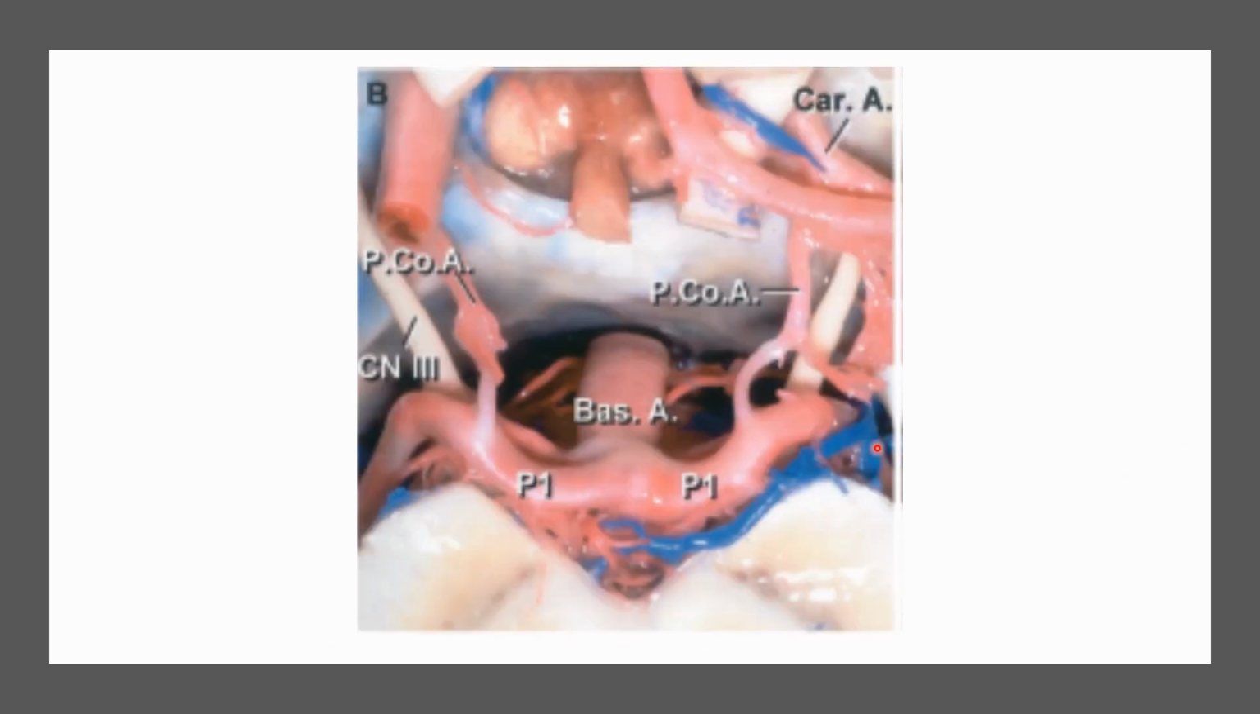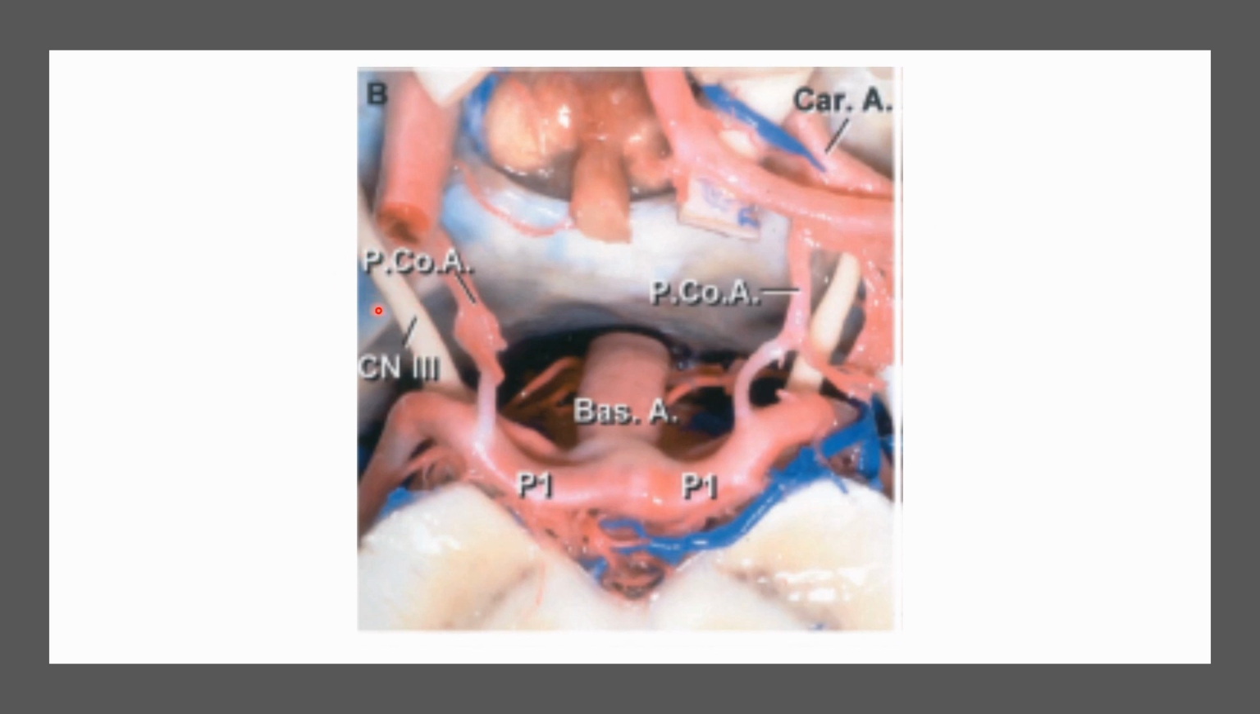Another view: we have the basilar artery here, formed by joining the two vertebral arteries, and then it will bifurcate finally to the posterior cerebral artery, and then we have the posterior communicating artery and two carotids on each side. This is again the oculomotor nerve.